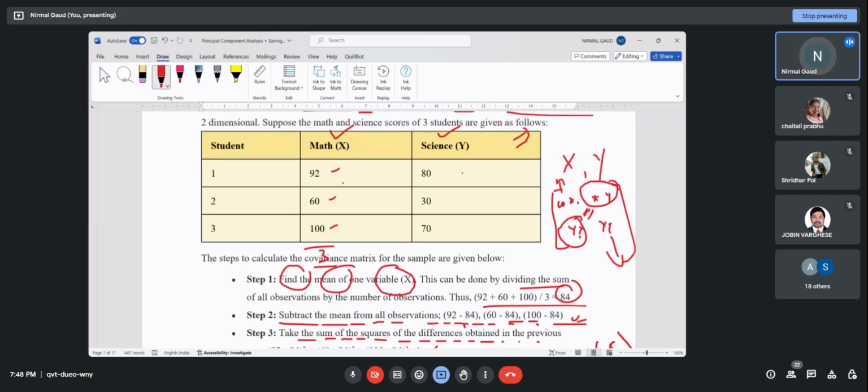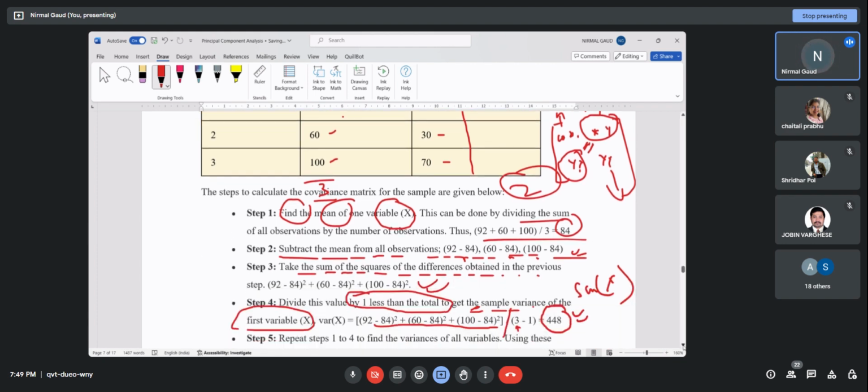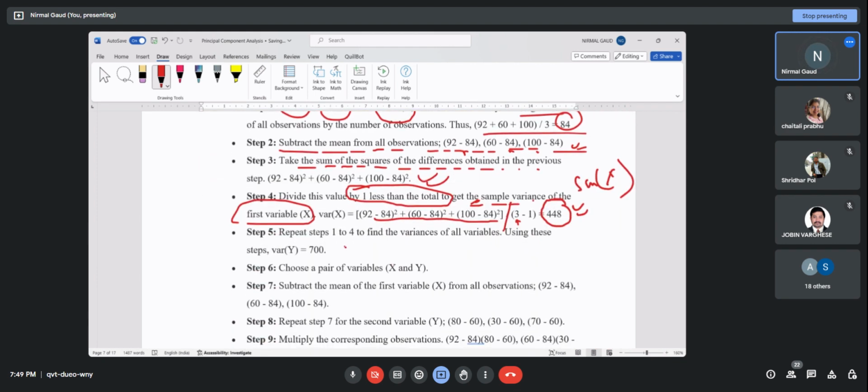Calculate the mean. Subtract the mean from each and every value present here. Take the sum of the squares of it and divide it by 2. So for y also we did the same process. That is done for y. So the variance of y is coming as 700 and the variance of x is coming as 448.